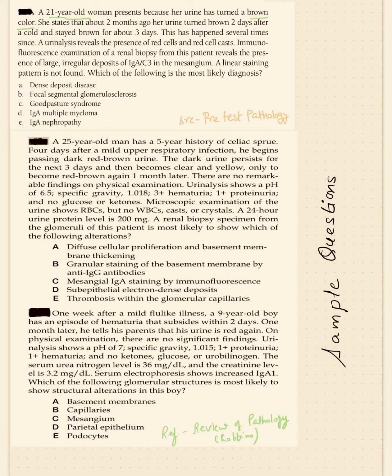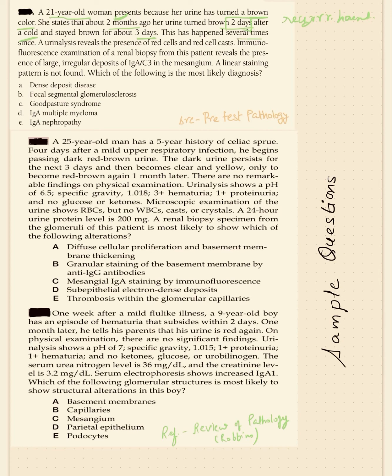It indicates hematuria. Then she states that about 2 months ago, her urine turned brown 2 days after a cold and stayed brown for about 3 days. It means that there is recurrence of hematuria. So there is recurrent hematuria, and this hematuria occurred just 2 days after a cold. So this latent period is very small, that is 2 days after an infection.